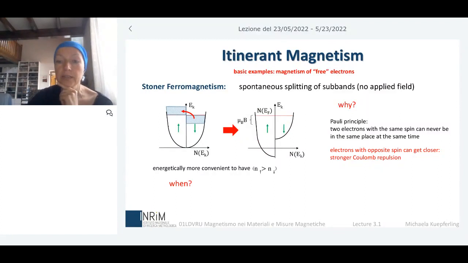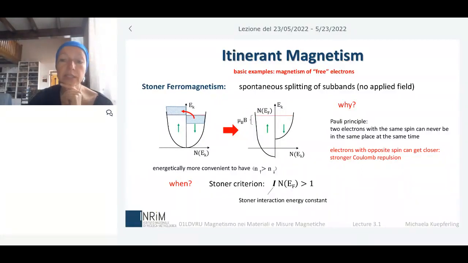When is this spontaneous splitting convenient? This is what the Stoner criterion tells us. It's convenient if I times n, the density of states at the Fermi level, is larger than 1, where I is the Stoner interaction energy constant.